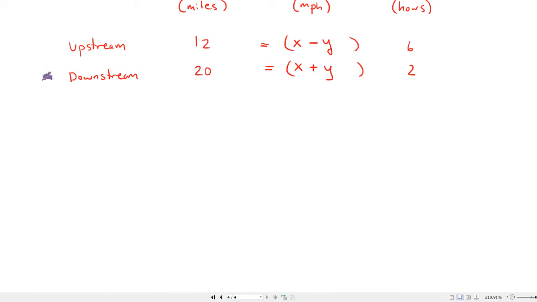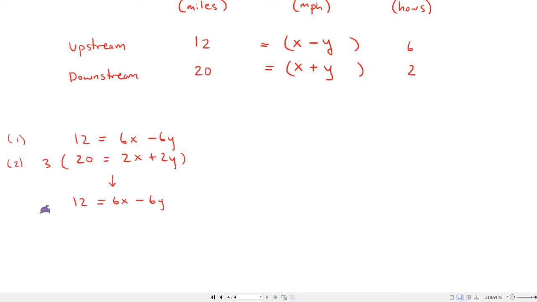So what do we actually have? We have 12 is equal to, so distributing that 6, so we have 6x minus 6y, and 20 is equal to 2x plus 2y. And now you can solve this problem using any of the methods that you want. If let's say we want to eliminate the y variable, since we already have this negative here, we could multiply this equation by 3, and what would we get? So we get 12 equals 6x minus 6y, and then this second equation, right? So this is equation 1, this is equation 2.